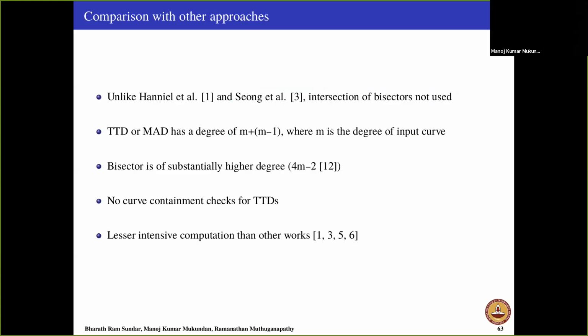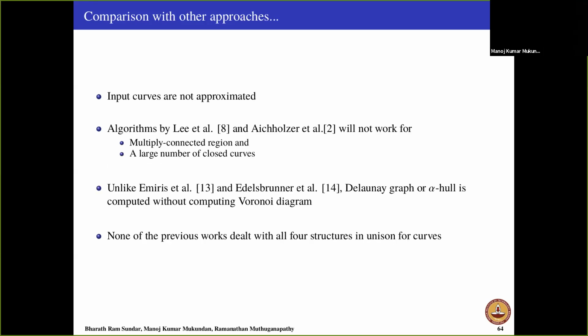As a comparison, intersection of bisectors is not used in computing the branch point. TTD or MAD has a degree of m plus m minus 1, where m is the degree of input curves, whereas the bisector is of degree 4m minus 2. No curve containment checks are used for finding empty TTDs, as in the case of bisector computation methods. So it is comparatively less intensive computation than other works which use bisector intersection. As input curves are not approximated, computation of branch points is accurate.